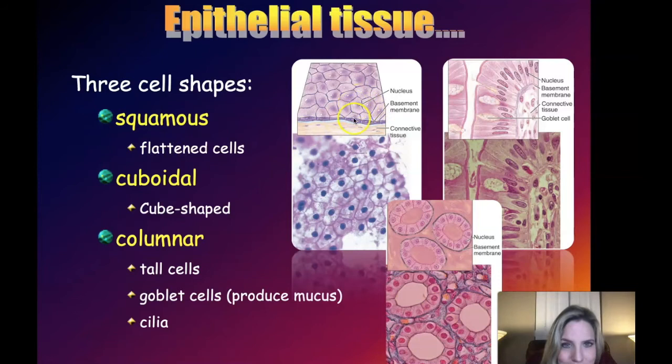And so you can see these right here. So you see how these cells, while they're next to each other, they're also kind of squashed down. They're flat. So that's squamous epithelial cells.